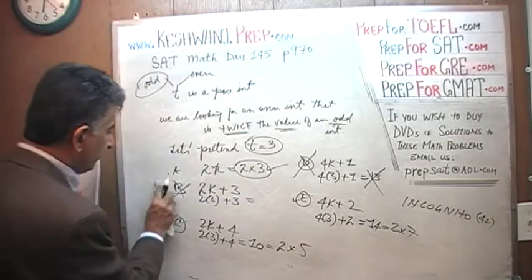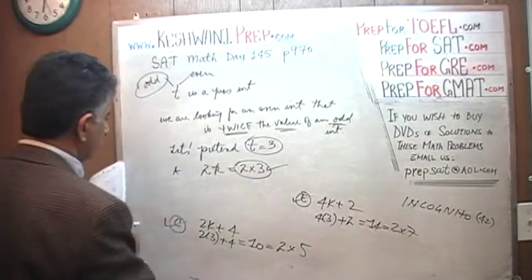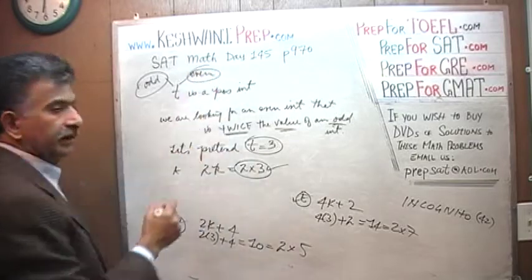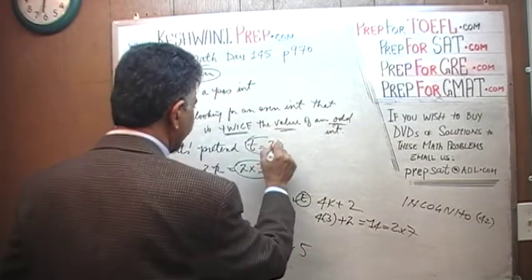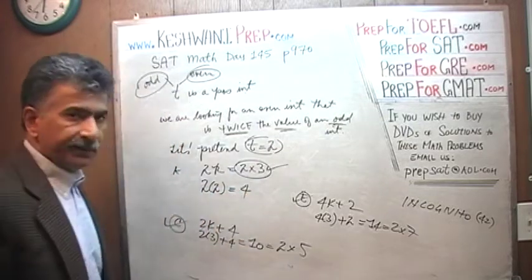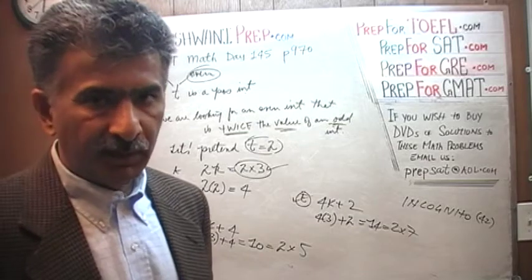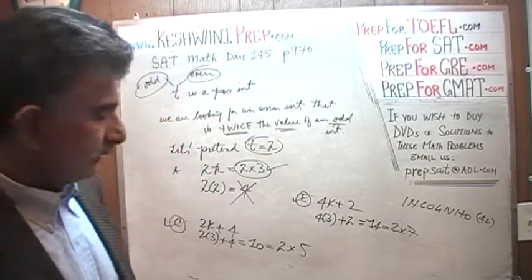So we don't have to worry about B because B is already out. We don't have to worry about D, which is already out. Let's try A again, and this time we're going to plug in an even number. Let's pretend that T is 2. If T is 2, then 2 times 2 is 4. Can we write 4 as 2 times an odd integer? The answer is no. 4 cannot be written as 2 times an odd integer.